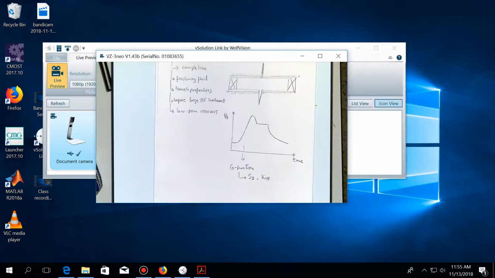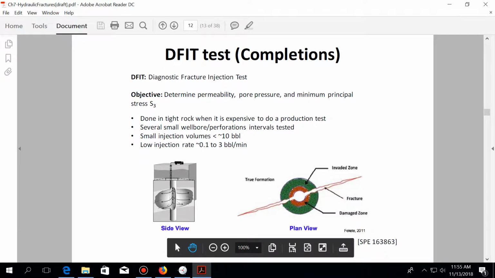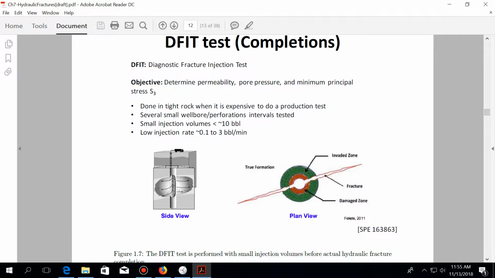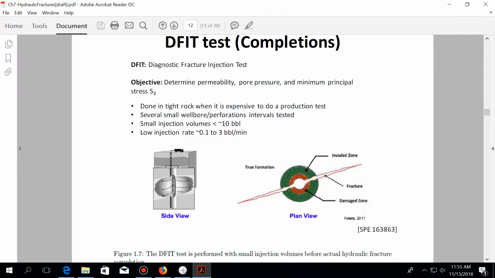And I have an example over here. So this is a DFIT test. Something very small, something very important I forgot to say. For the DFIT test, usually you test with very small volumes, because you don't want to do a high hydraulic fracture at the beginning. But as you can see over here, the injection volume is less than 10 barrels, and the injection rate is usually also small because you're injecting into a very tight formation, so you need very small injection rates in order to elevate the pressure quite a bit.